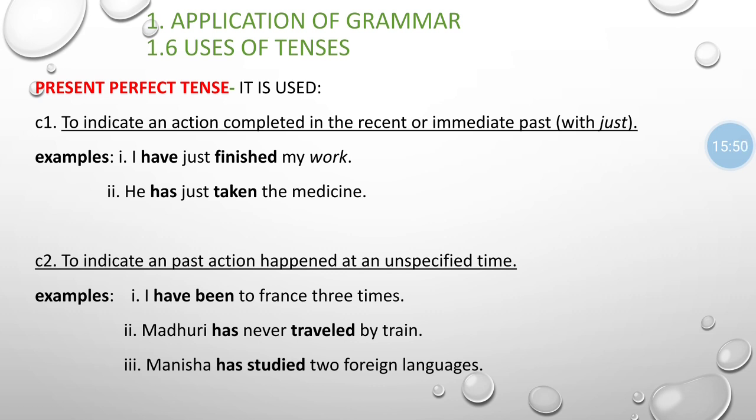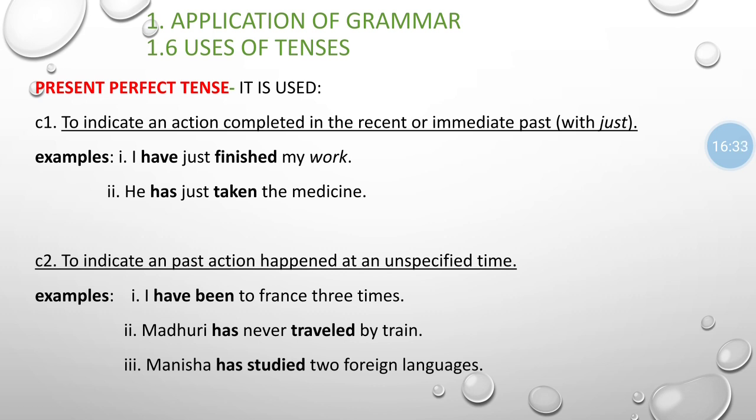So the structure is subject plus have or has plus V3 plus object. It means the action is completely over in present time, indicated by the present perfect tense. To indicate an action completed in the recent or immediate past, we use just. I have just finished my work, means your work is totally over, nothing is remaining. He has just taken the medicine, means no dose of medicine is remaining for that day.